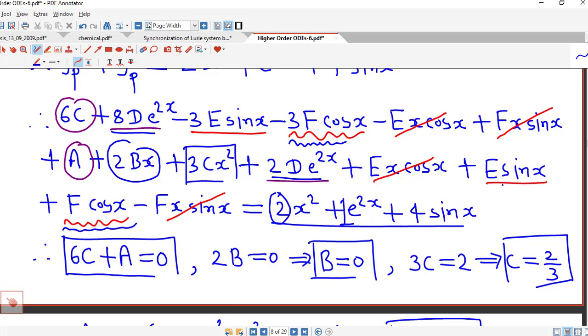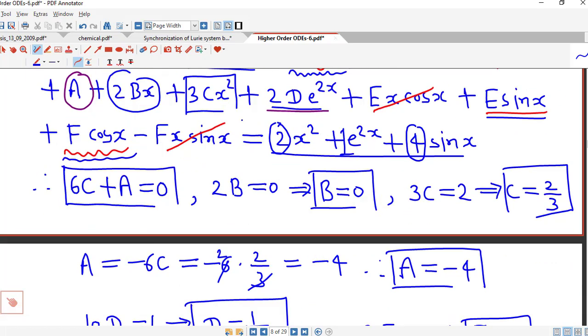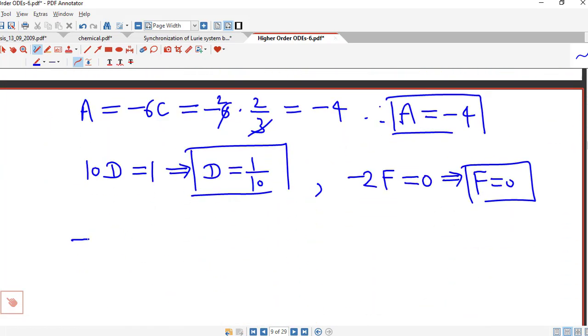Then the terms with sin x: this is minus 3e sin x, this is e sin x, so that is going to be minus 2e sin x, and here the coefficient of sin x is 4, so we obtain minus 2e sin x equal to 4 sin x, that is minus 2e equal to 4. So this implies e equal to minus 2.